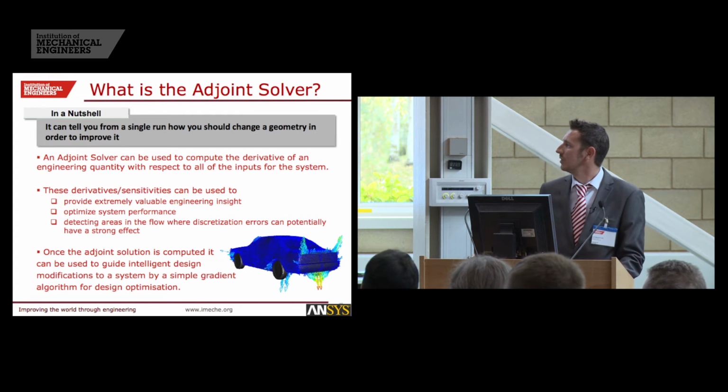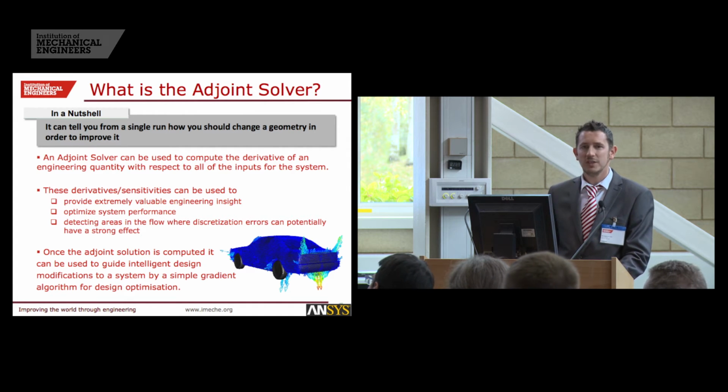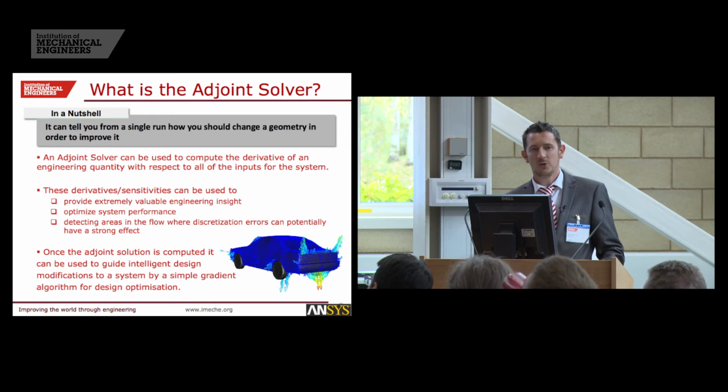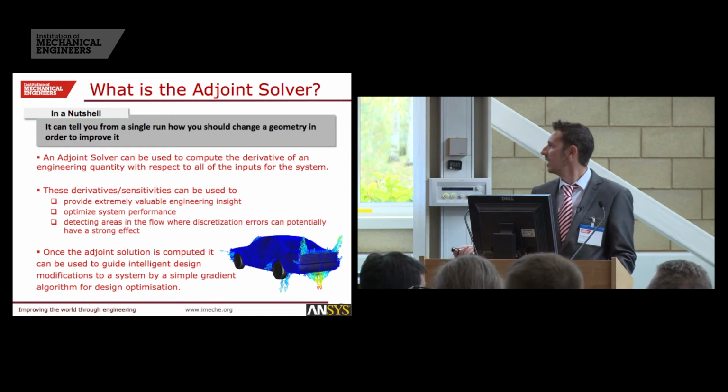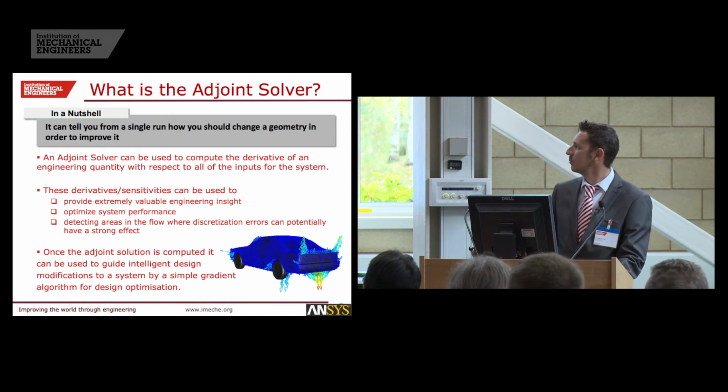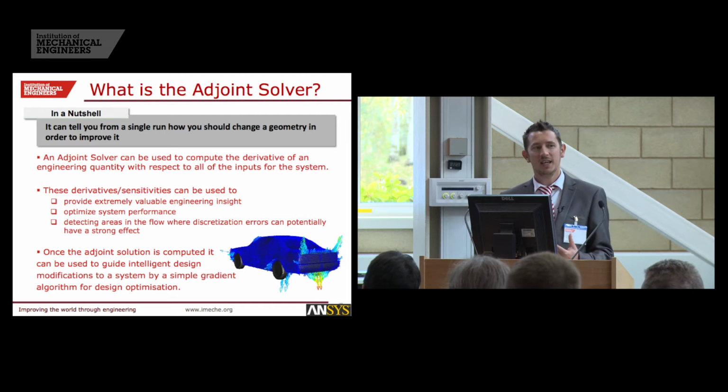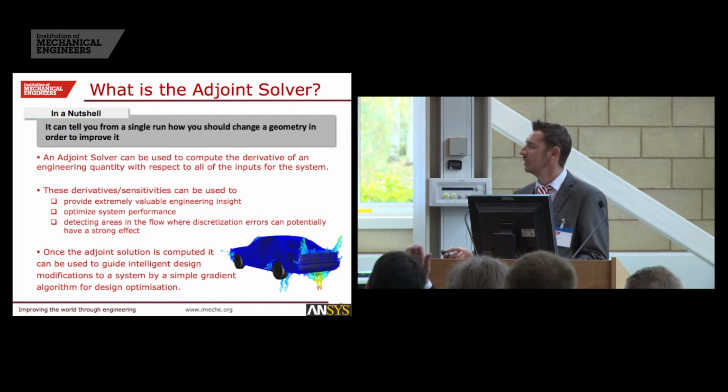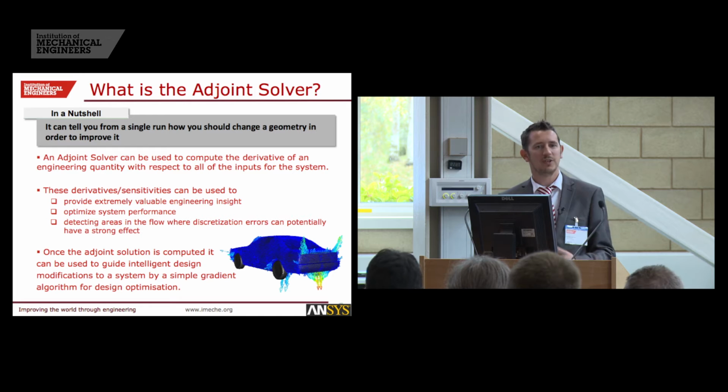So once the adjoint solution is computed, it can be used to guide an intelligent design in order to improve the geometry. So here there's a very simple case with vectors which are displayed on the geometry, indicating to the user how the geometry ought to be changed in order to improve it, for example, to reduce drag, etc.